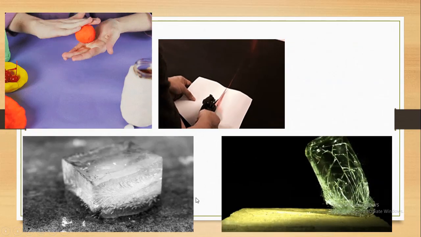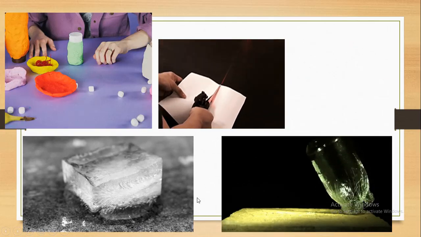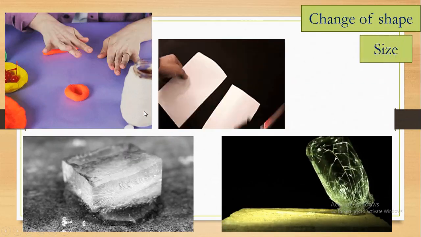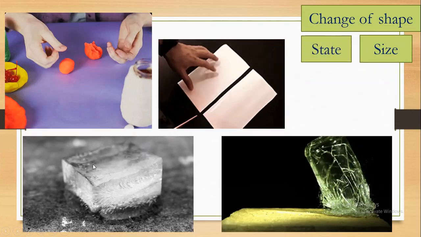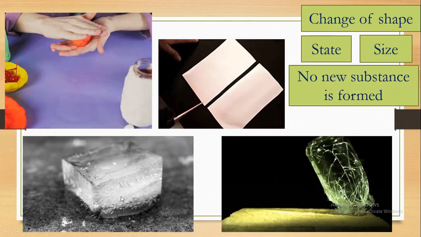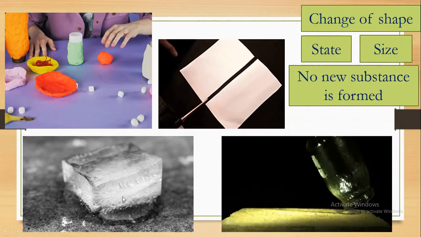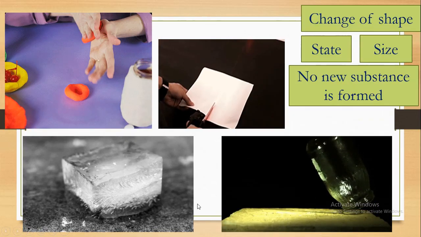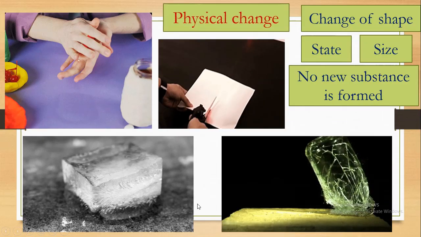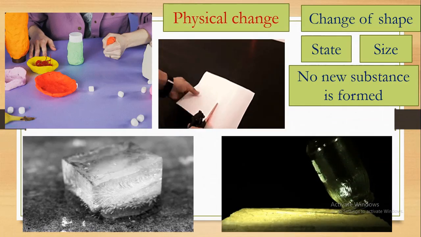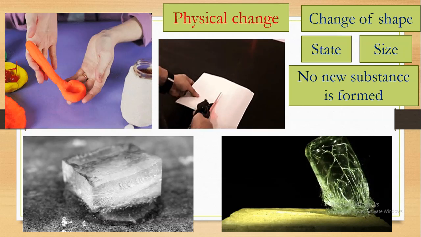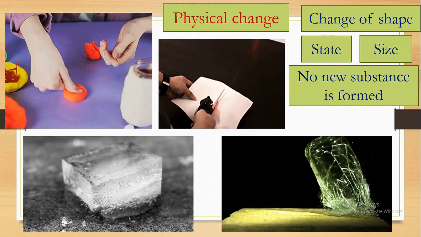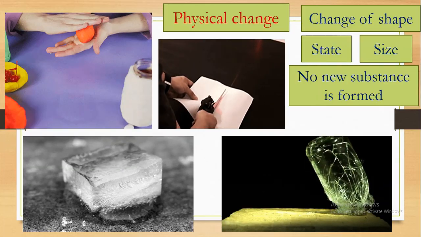In these pictures, these are physical changes. We have change of shape, change of size, change of state. No new substance is formed. So these are physical changes. So what is a physical change? It is a type of change where the physical properties of matter change and no new substance is formed.